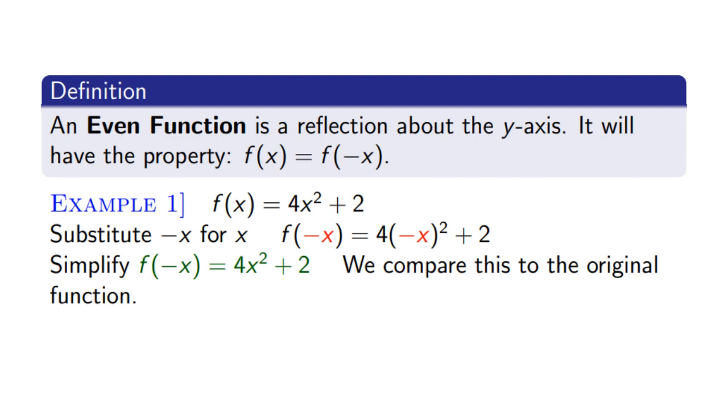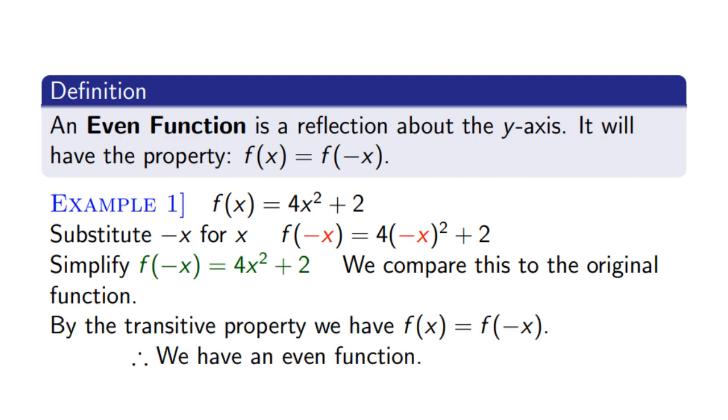We compare the simplified f of negative x to the original, and we see that they match. By the transitive property, we see f of x is equal to f of negative x, and this was our definition property that we were looking for, so we can therefore declare that we have an even function.